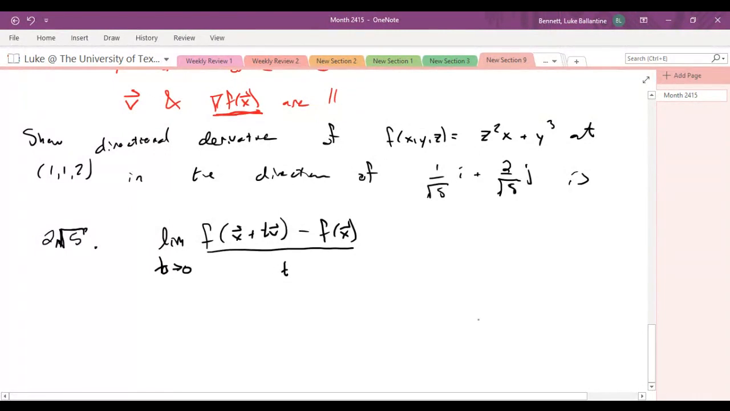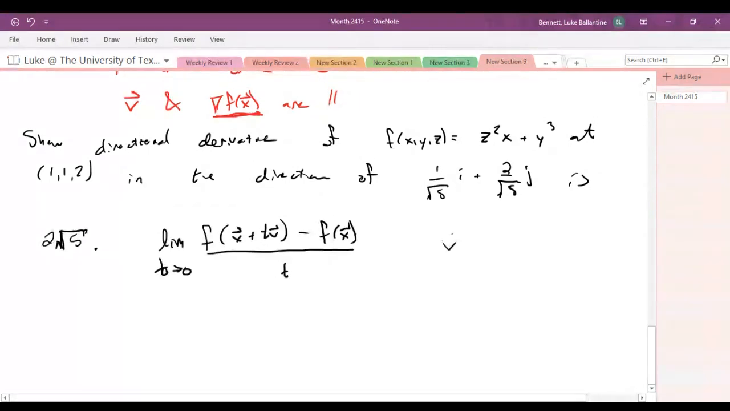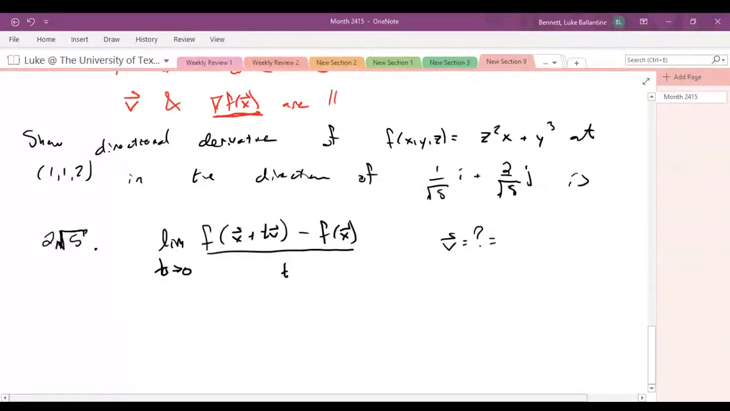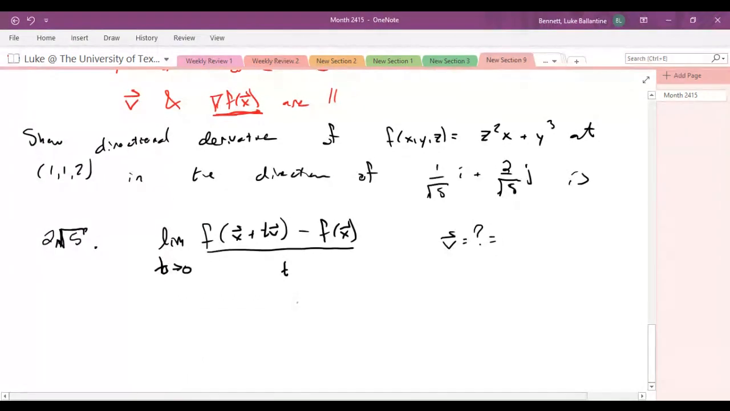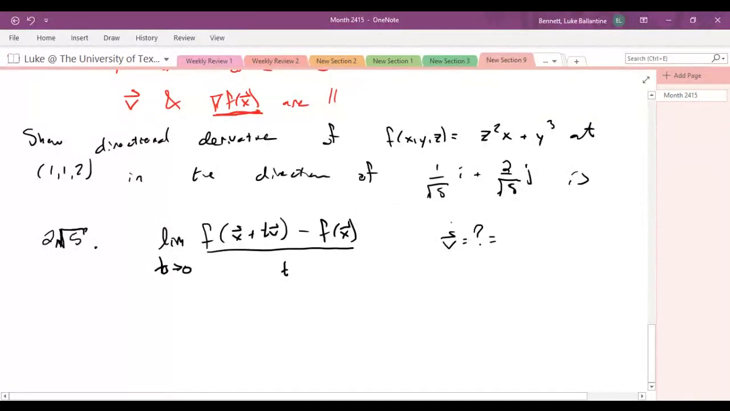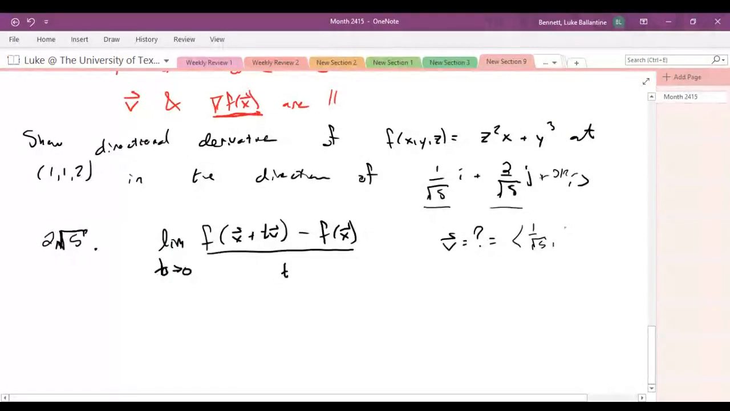So what is v? V equals what? Tell me. Yes. Now, notice they only gave 2 components. It should actually be 3 components, right? They just say plus 0k. Yeah, 1 over square root of 5, 2 over square root of 5, 0.